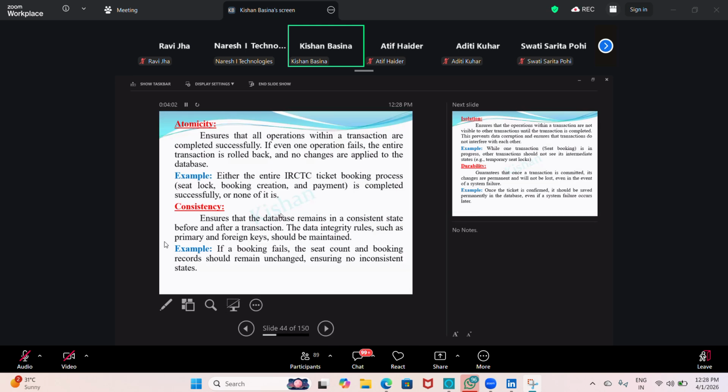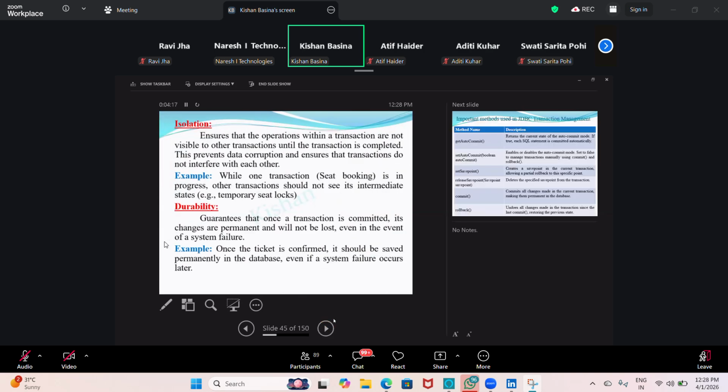Isolation. Our transactions will not be visible to others. And finally, the last one is durability. Durability means once our ticket got confirmed, that's it. Once it got confirmed, how to explain this durability for you?